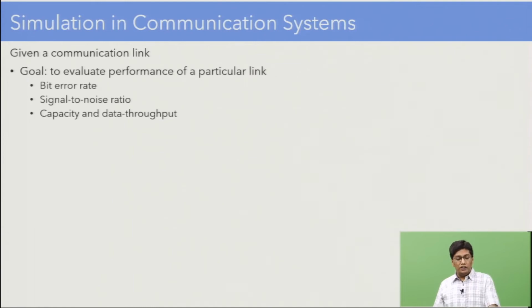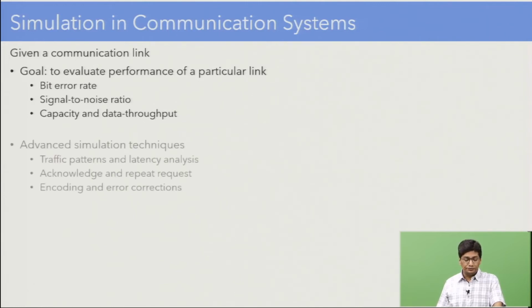So, you can evaluate the performance in terms of bit error rate, or you can also talk about signal to noise ratio, because this gives some idea about what will be the bit error rate. And then you can also talk about capacity and data throughput. So, there are different parameters, performance metrics, which you can look at depending on what your final goal is, what is the application of this communication link.